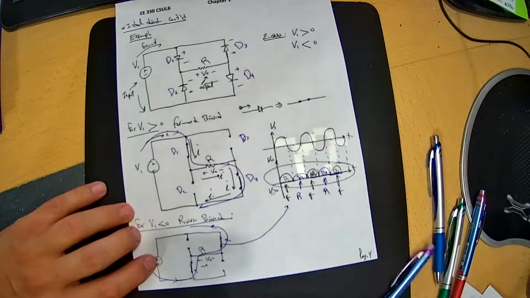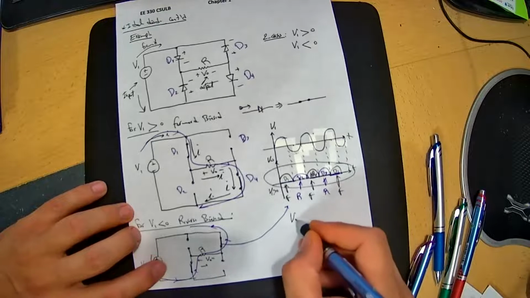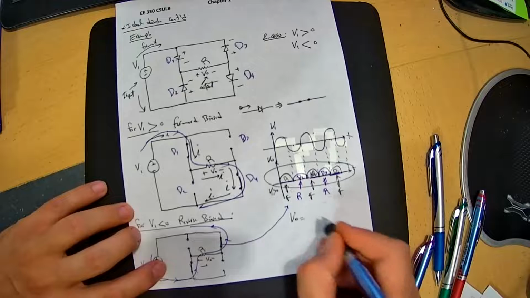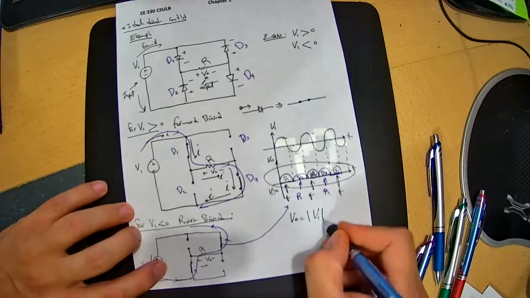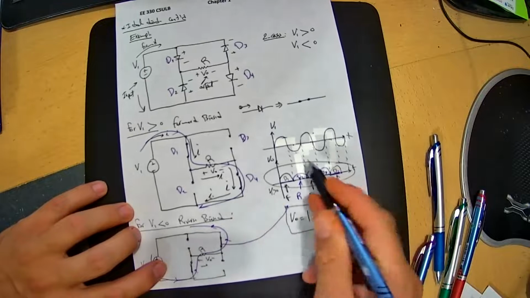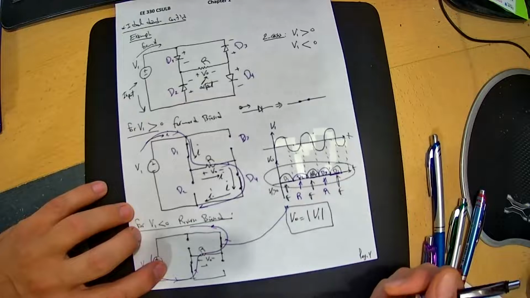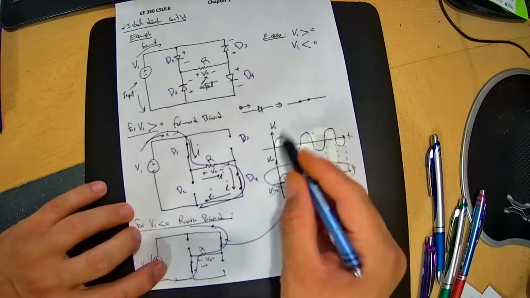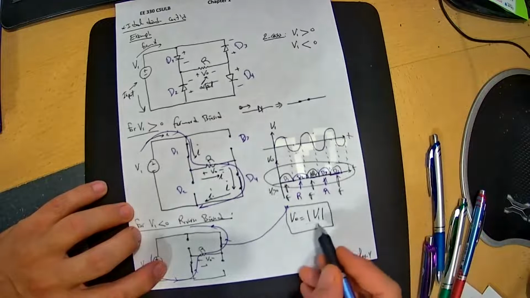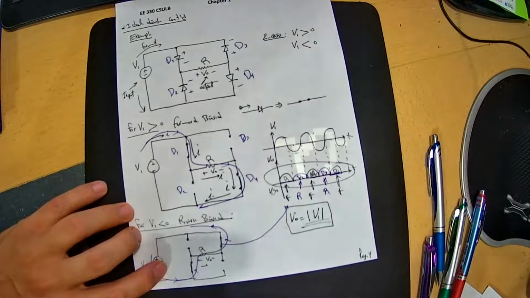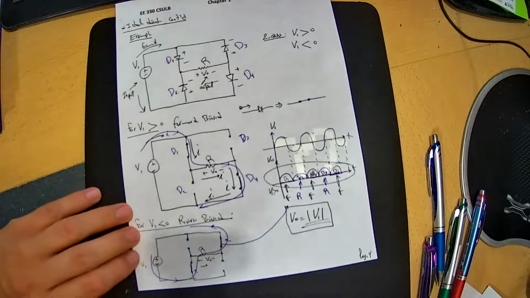So most likely the output will be the absolute value of V1. All of the signal in the negative will be implemented in the positive. So that means VO is equal to the absolute value of V1.